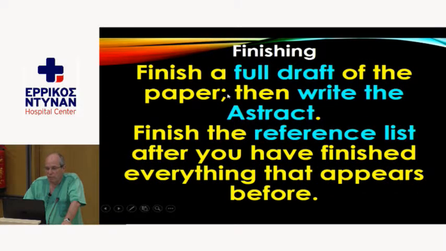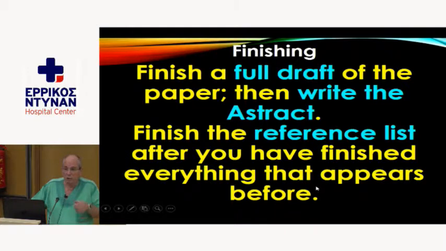Finish a full draft of the paper. Then at the end, write the abstract. When you have written everything, write the reference list. But you must finish everything first. Otherwise, there are programs for the references that are very useful, so you don't need to rewrite. But sometimes you do not have this program.